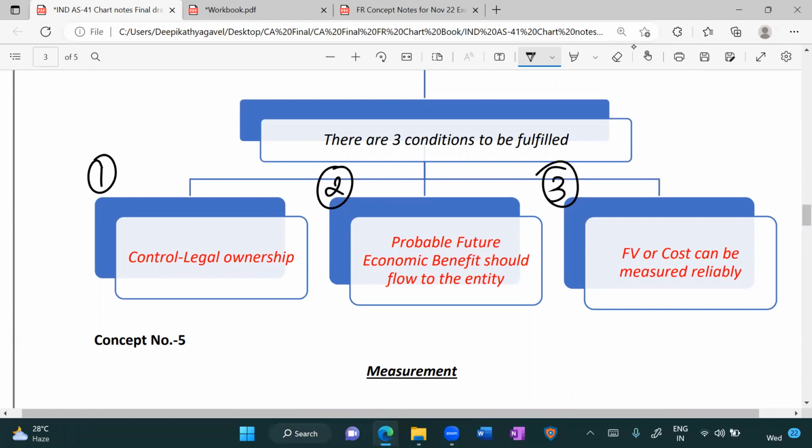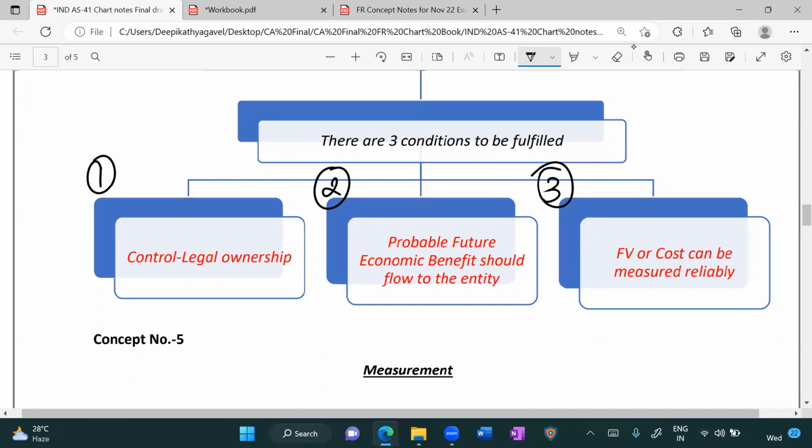Second, there should be a probable future economic benefit that should flow to the entity from that particular biological asset or agricultural produce. And third, the fair value or the cost should be reliably measured. If your agricultural produce or biological asset satisfies all these three conditions, then it becomes eligible of being recognized in your books, right?